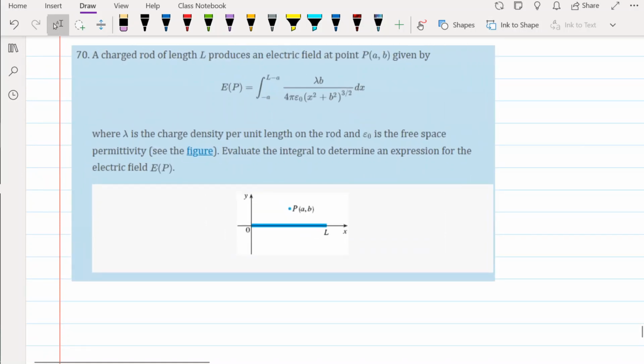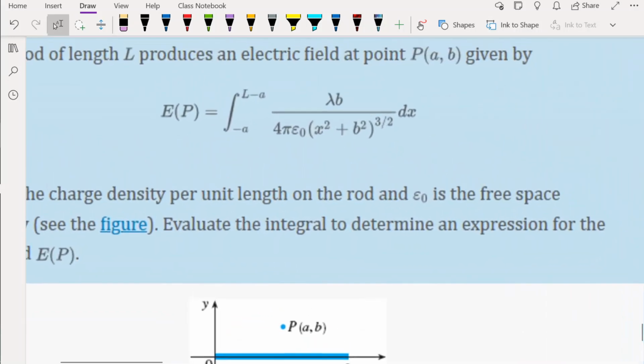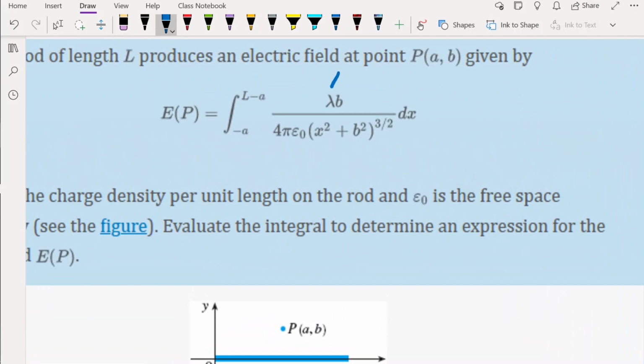All right. Okay, so we've got a charged rod of length L that produces an electric field at point P, given by the following equation, which is E of P equals the integral from opposite a to L minus a of... yeah, that. I know this is going to be a constant because that's the wavelength.